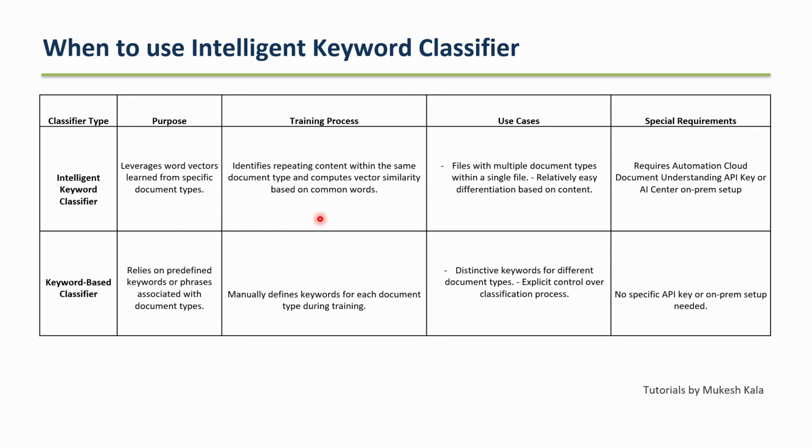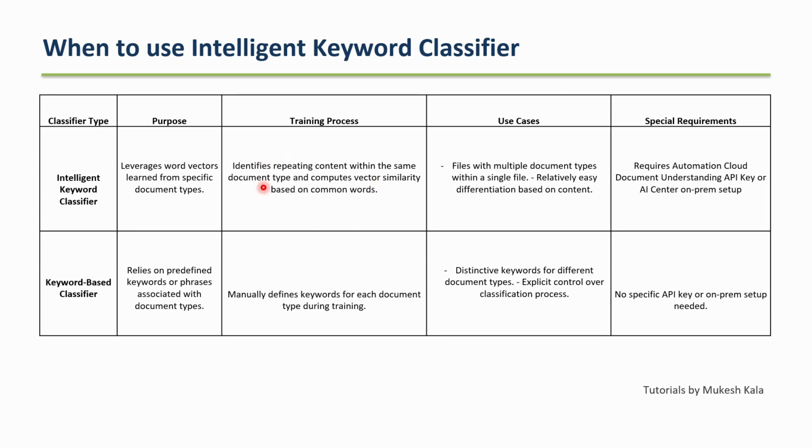Now in my video series, I have only shown you two types of classifier. One was the keyword based classifier which we saw in the tutorial, and the other is the intelligent keyword classifier. Now I wanted to give a brief summary on both. First of all, the keyword based classifier relies on the predefined keywords which we provide, whereas the intelligent one leverages the word vectors learned from the specific document types. Here you have to manually define the keywords for each document during the training, whereas in the IKC it identifies the repeating content within the same document type and computes the vector similarity based on the common words.